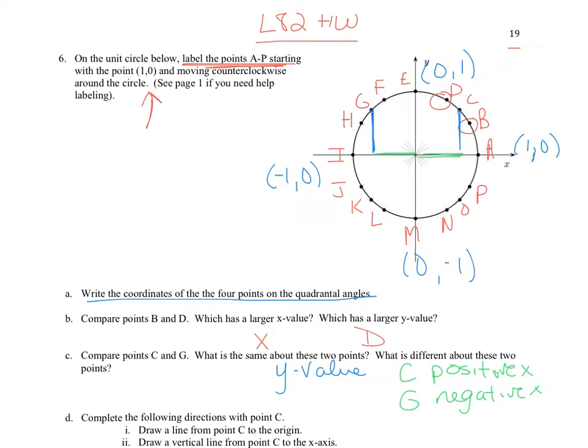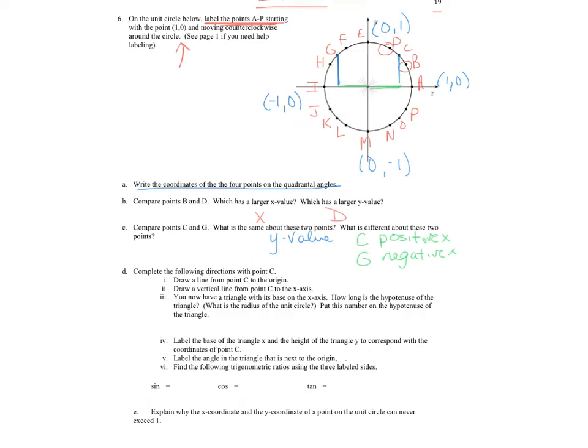So I'm going to have to make this a little smaller so that we can see the directions. So I'm going to do that right now. So we're going to complete the following directions with point C. So it says draw a line from point C to the origin. So we're going to do that now. Draw a vertical line from C to the x-axis. So I kind of already have this when I was measuring the y value. You now have a triangle with its base on the x-axis. How long is the hypotenuse of the triangle? So my hypotenuse, because this is the unit circle with a radius of 1, is also 1.